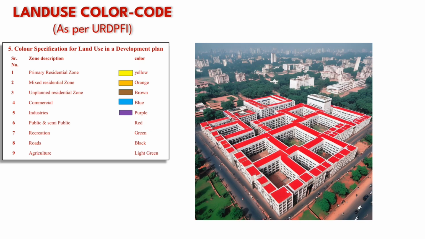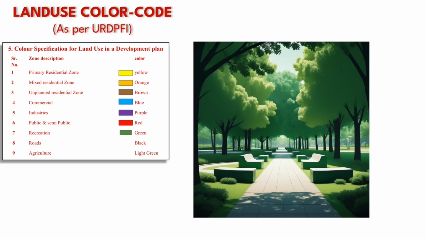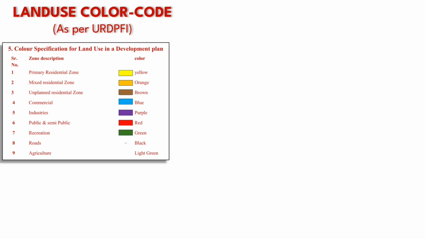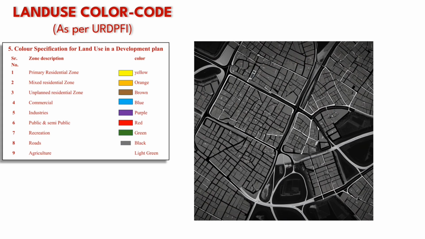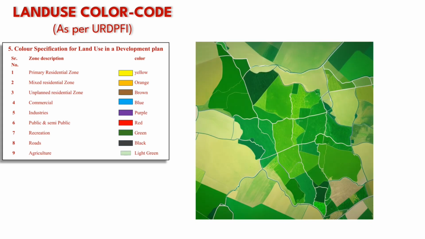Public and semi-public spaces such as offices and session courts will be represented by red. Recreational activities include parks, sport complex, zoos and city centers. Color code of this activity and land use is dark green. Roads should be represented in black color. And lastly, agricultural land use will be represented in light green color.